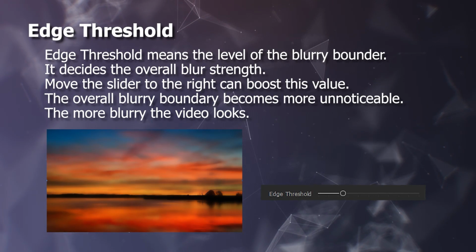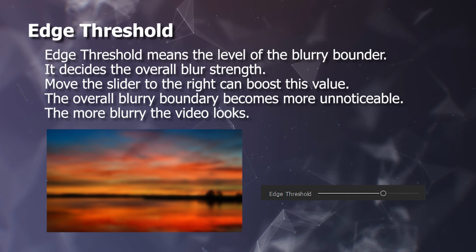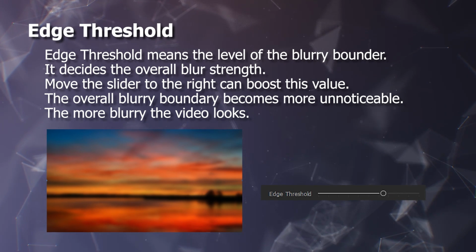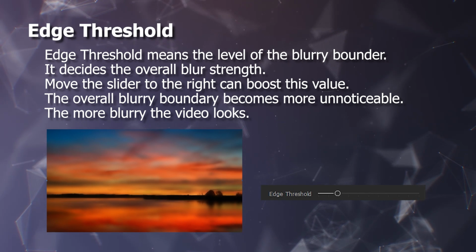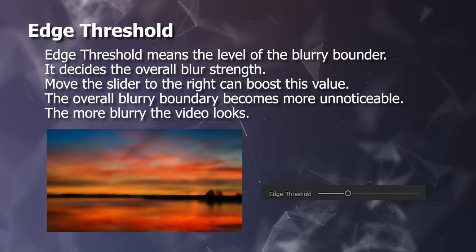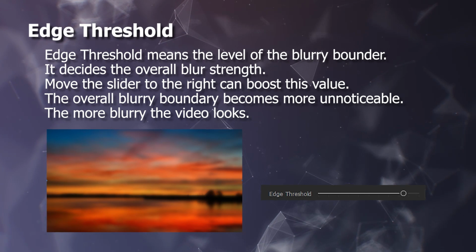Edge threshold means the level of the blurry boundary. It decides the overall blur strength. Moving the slider to the right can boost this value. The overall blurry boundary becomes more unnoticeable, and the more blurry the video looks.